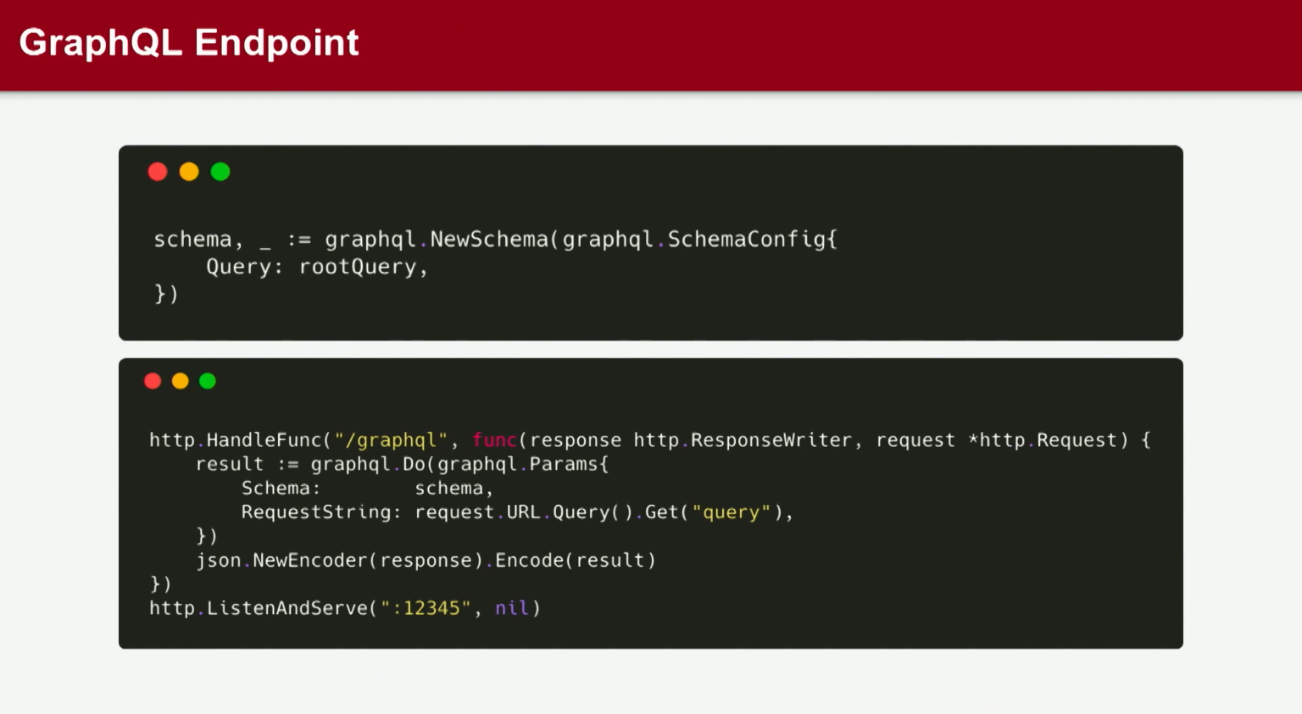We're executing the GraphQL query. We're using the schema that we defined. We're using the data that was passed. And then we are encoding the result into JSON. And we're listening on that particular port.